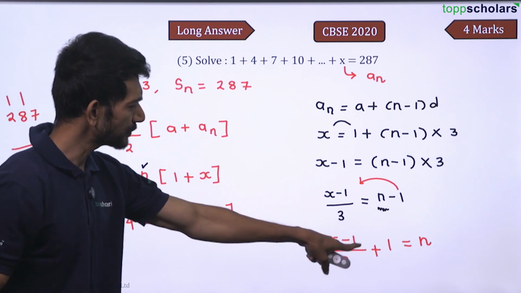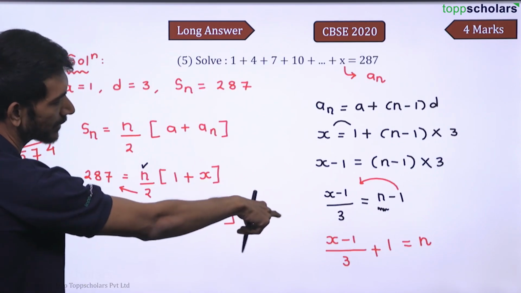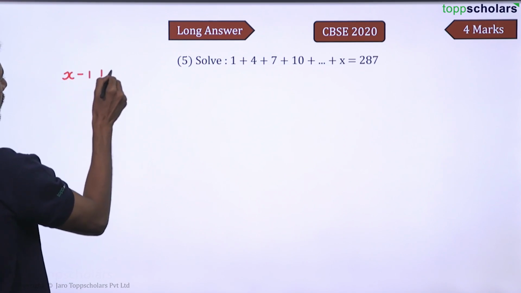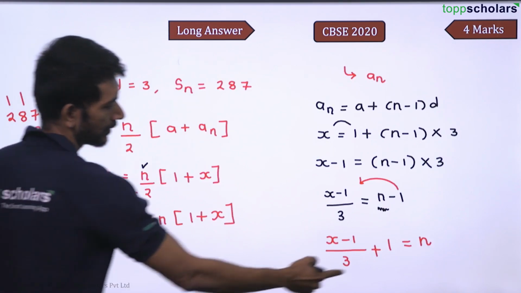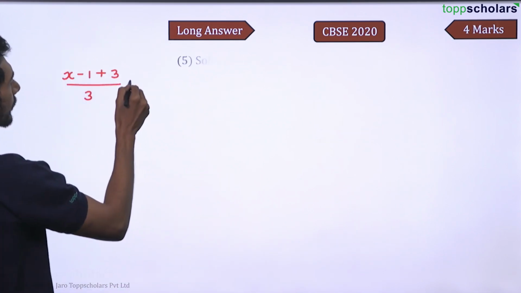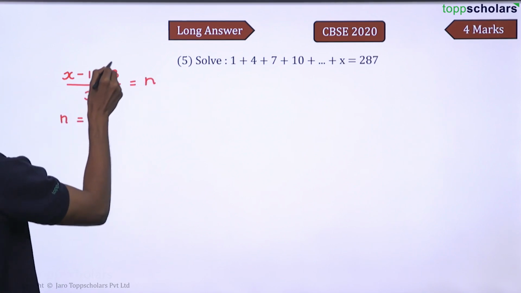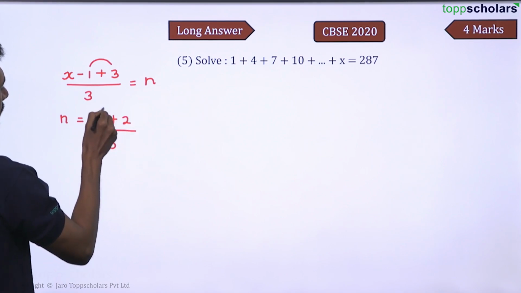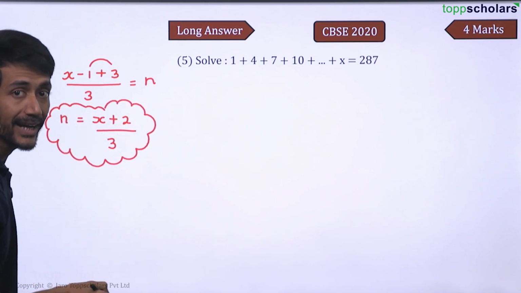So if I transpose this further, let us take another page to solve this. So that becomes x minus 1 plus 3. That becomes x minus 1 plus 3 by 3, right? This 3 goes here, x minus 1 plus 3 by 3 is equal to n. So what will be n? N will be equal to x plus 2 by 3. Correct? This is the value of n.